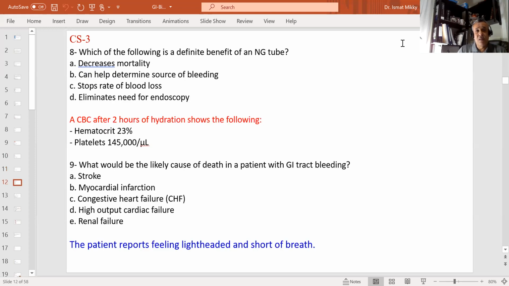So number 8, which of the following is the definite benefit of the NG tube? It can help determine or assist us to determine the source of bleeding. NG tube placement, in terms of therapy, it's useless, but for diagnosing, it has the benefit that it can determine the source of the bleeding.